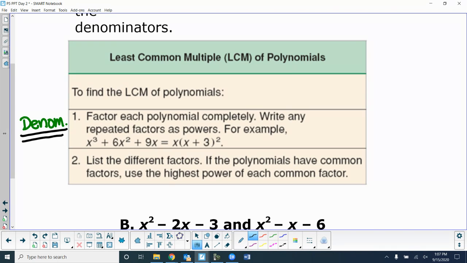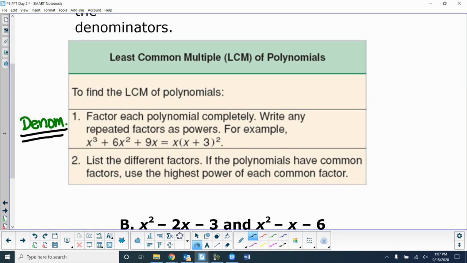All right, so it says factor completely. We're talking about denominators. Write any repeated factors as powers. So what they're saying is if I factor this, it's going to be x and then x plus 3 times x plus 3. Since there are two of them, they said use exponents for it. It says list the different factors. So what I always say is, write down whatever factor you see in the bottom. If it shows up in the bottom, you write it down.